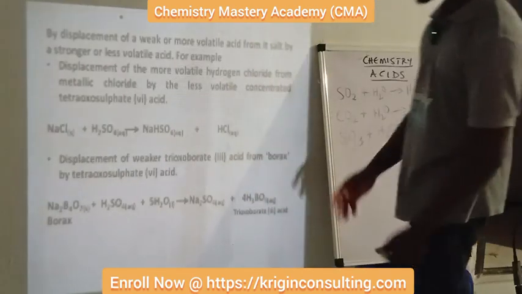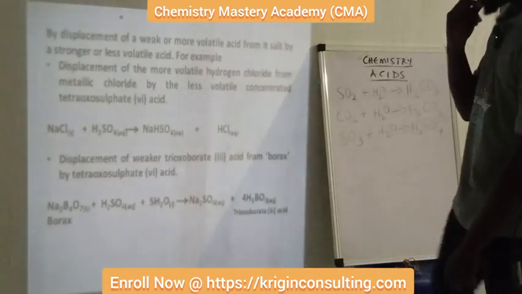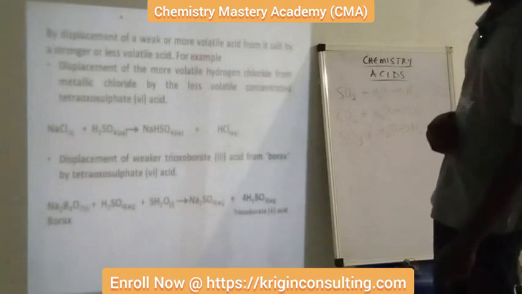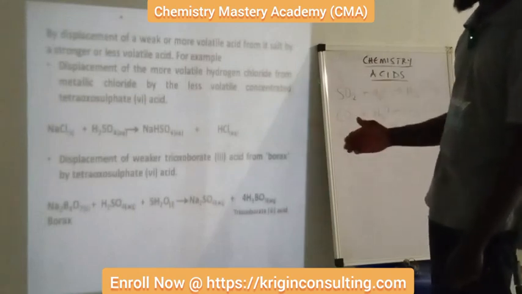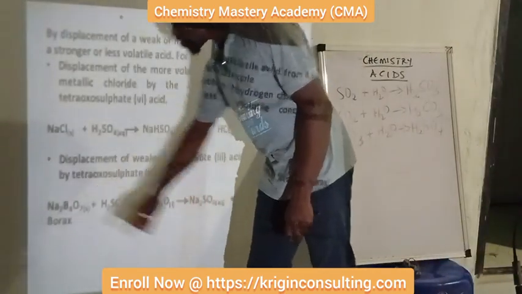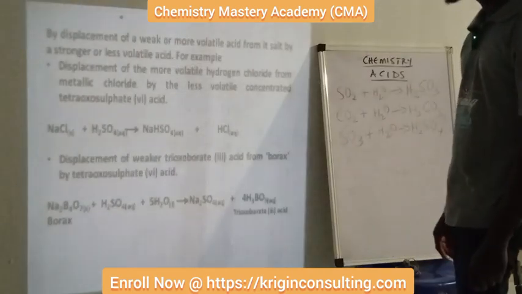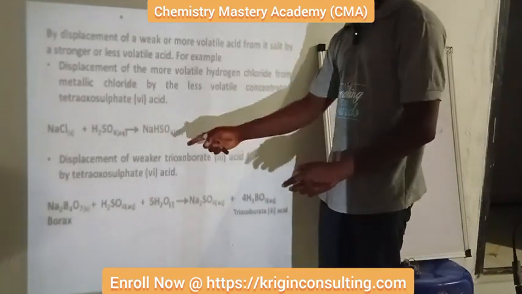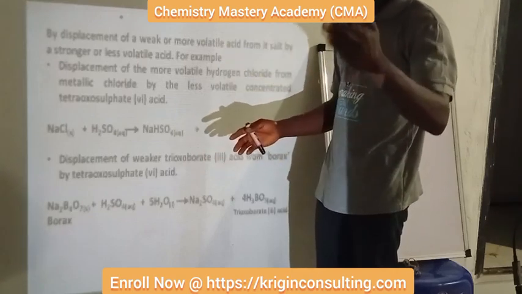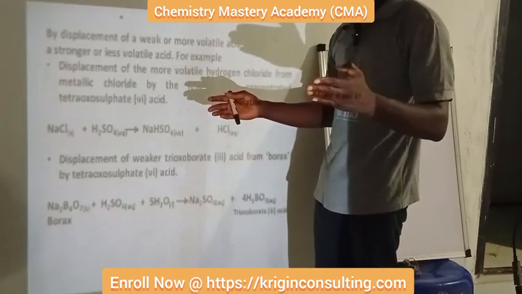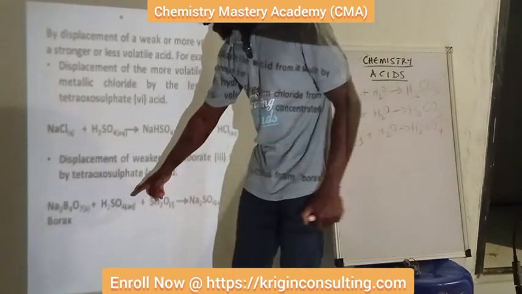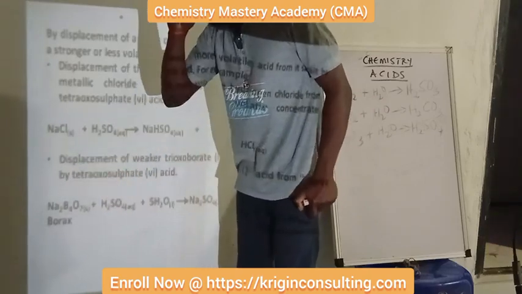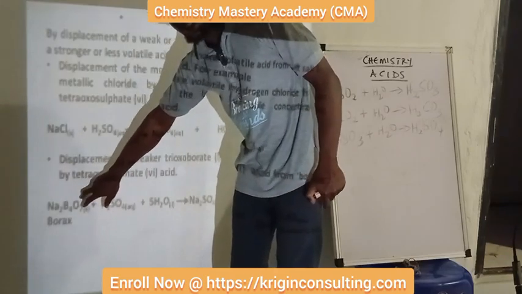Salt. Then we have another way, still under this heading, displacement of weaker tribasic acid from borates. Okay, still the same principle. This, what do you call it now? Borates, is formed, is a salt actually that was formed when you mixed an acid with a soluble base. Okay, then we'll now add an acid to the salt. When we add an acid to the salt, we'll end up getting that acid that was mixed to form it.